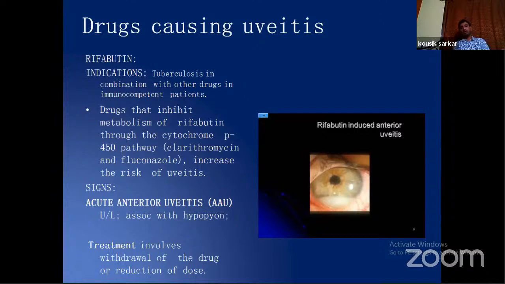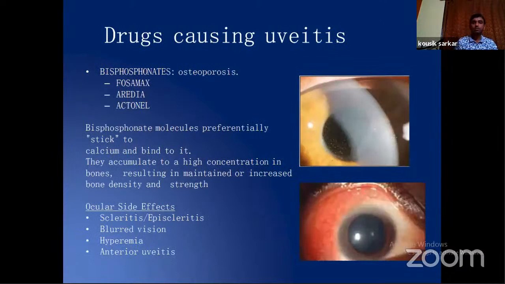Here, acute anterior uveitis with severe inflammation occurs, which is usually associated with a hypopyon. Treatment involves withdrawal of the drug or reduction of the dose and some steroids. Another drug which causes intraocular inflammation or uveitis includes bisphosphonates, which are usually used systemically in osteoporosis.